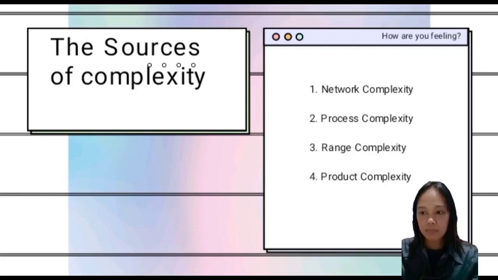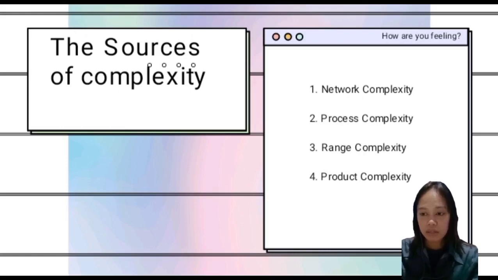The sources of complexity. First is network complexity. It is about links that exist in a network, like communication media or software platforms. Second, process complexity. This is about assessment of the tasks or events that make up the process and through which a product, activity, or decision flows before reaching the output stage.